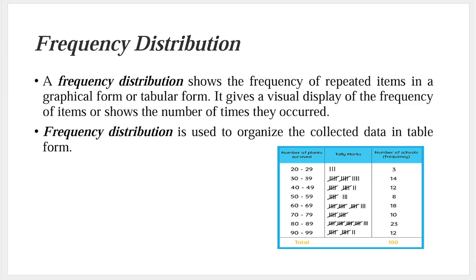like this table we have, and in a graphical form, such as a bar chart or histogram. The main purpose of frequency distribution is to organize raw data into a clear and understandable format. Instead of looking at a long list of numbers, we summarize it into a table that is easy to read. So, frequency distribution helps us transform raw data into a clear and meaningful summary.